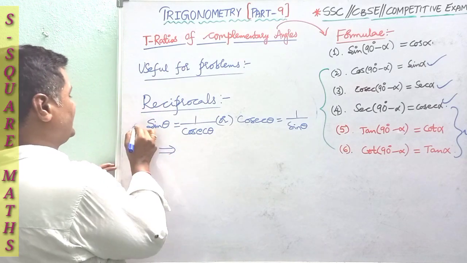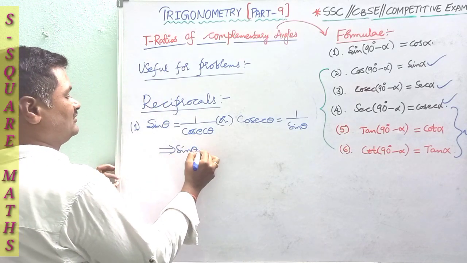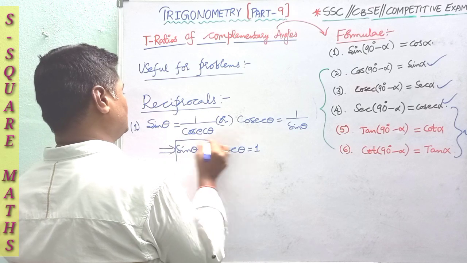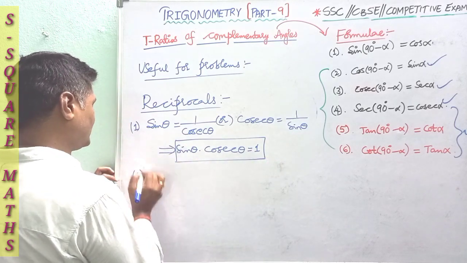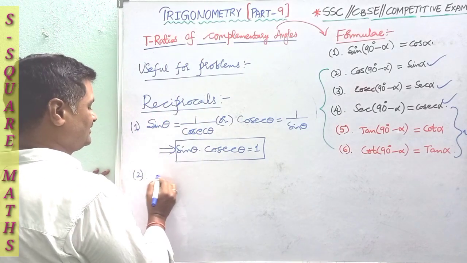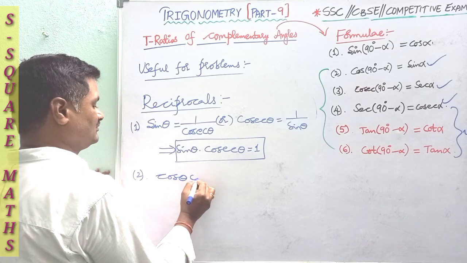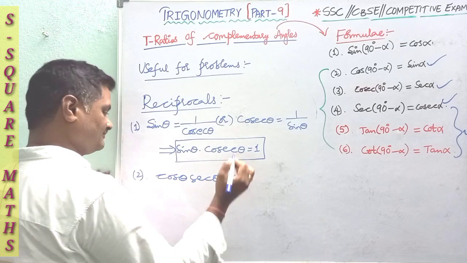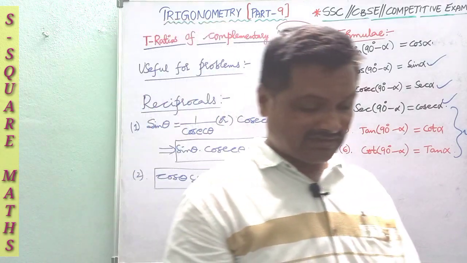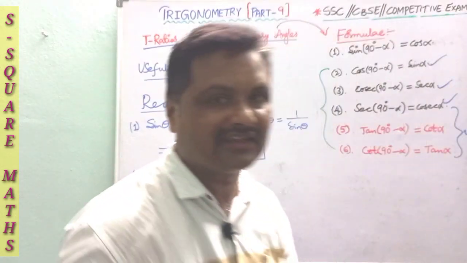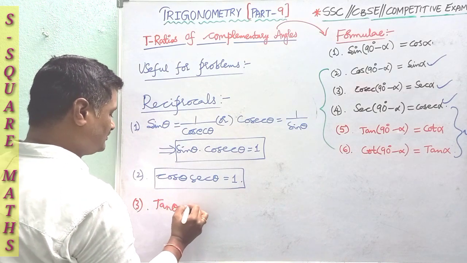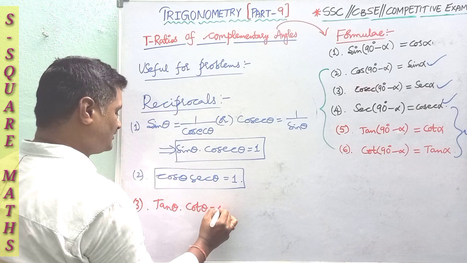So from this I can write here, already you know very well, sin theta into cosec theta is equal to what? 1. So that is the first one. Next, similarly directly I am writing cos theta into sec theta is equal to 1. Next, last but not the least, please remember here tan theta into cot theta is equal to 1.